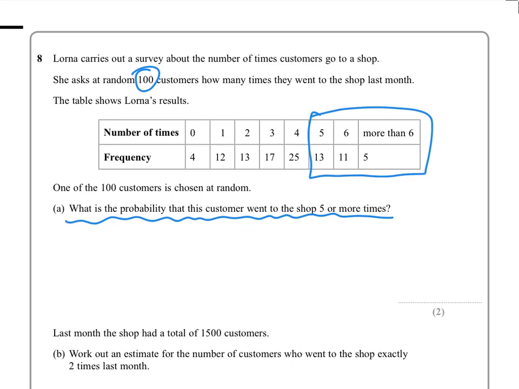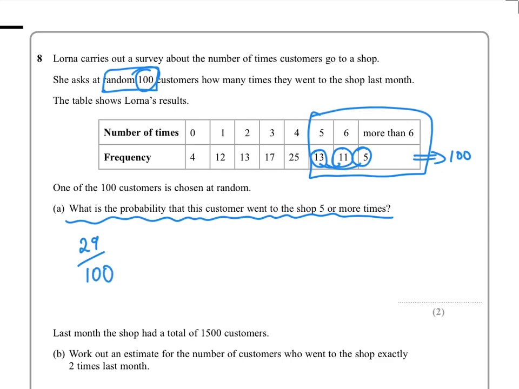So what I would simply do is I would add up 13, 11 and 5, and that would be 24, and 5, that's 29. And then I know that all of these must add up to 100, because in here it says 100 customers were asked. So the probability that this customer went to the shop 5 or more times would be all of those numbers inclusive. So that would be 29 out of 100.